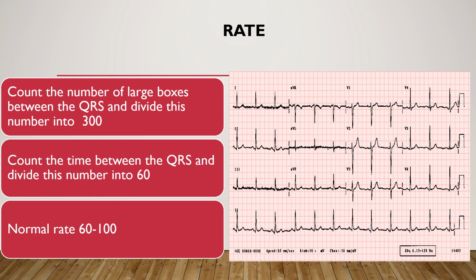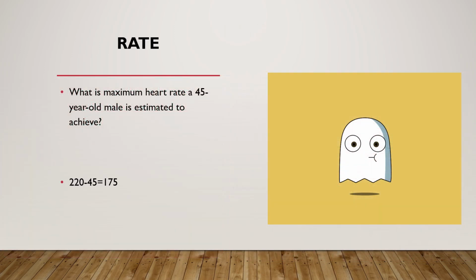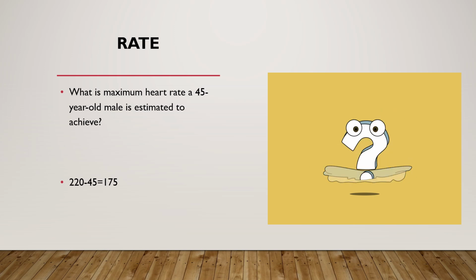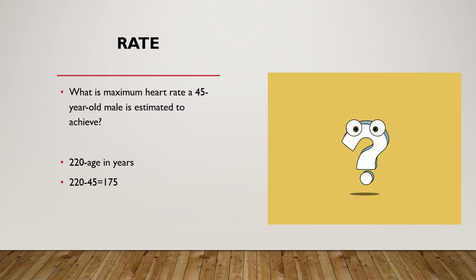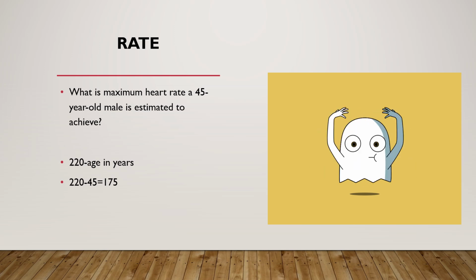Another option is to count the time between the QRS complexes and divide this number into 60. Normal heart rate for adults is considered to be 60 to 100. So let's do the question. What is estimated maximal heart rate for a 45-year-old male? And the formula is 220 minus age in years equals 175.